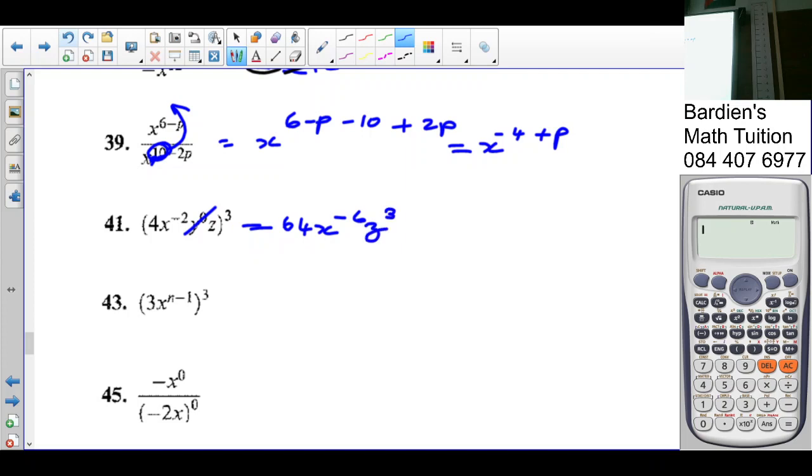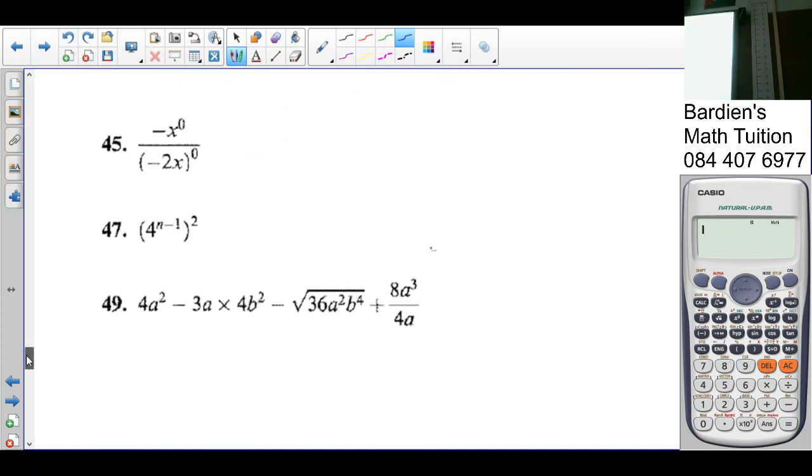What now? Bring what down? x to the negative 6. Why? Negative exponent. That's all. Zoe, are you okay, Michael? Next, you got 64 z cubed over x6. Any confusion here? No. You all understand? Next.